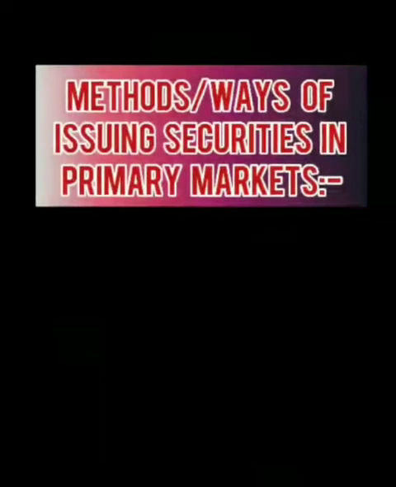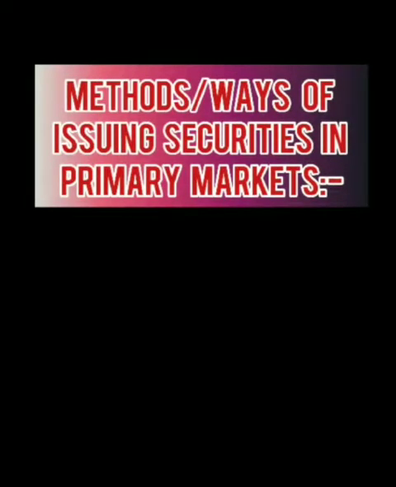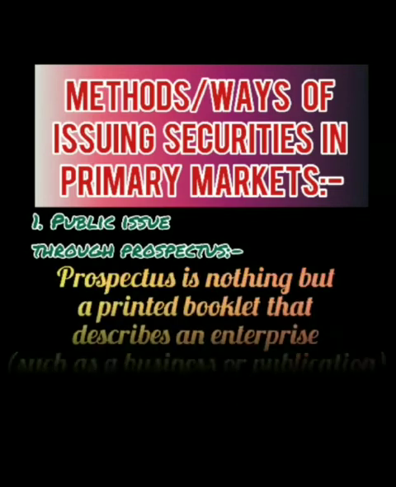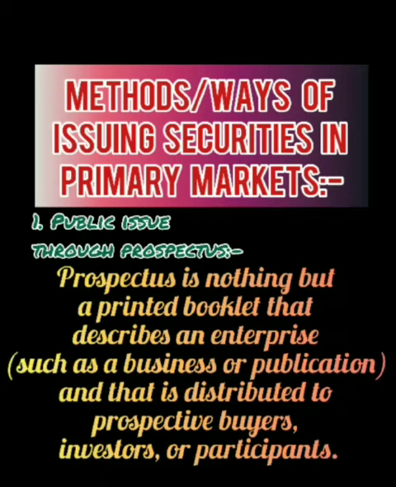Now we will learn some methods or ways of issuing securities in primary markets. The first method is public issue through prospectus. Prospectus is nothing but a printed booklet that describes an enterprise such as a business or publication, and that is distributed to prospective buyers or investors or participants.